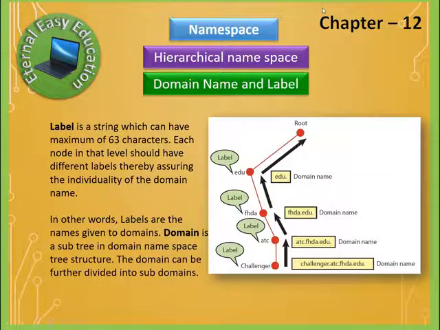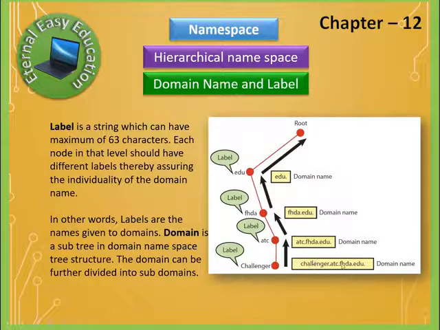While forming or framing the namespace, we must know two things. One is name, another one is label. So what is a label? Here, can you see challenger.atc.fhda.edu. While we read the address, it will be like that, but the format is we will read from bottom to top. That means the label is a string which can have a maximum of 63 characters. So the labels here are edu, fhda, atc.